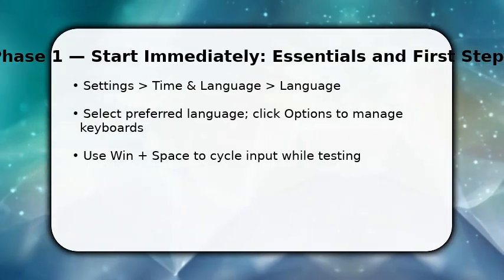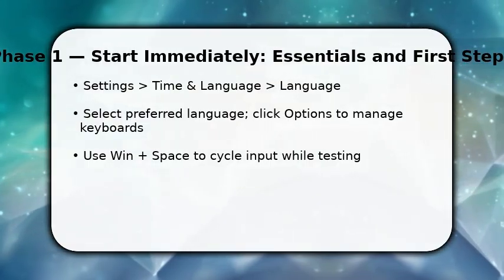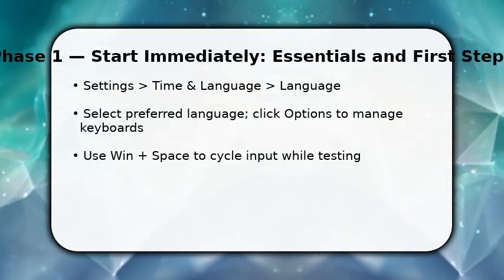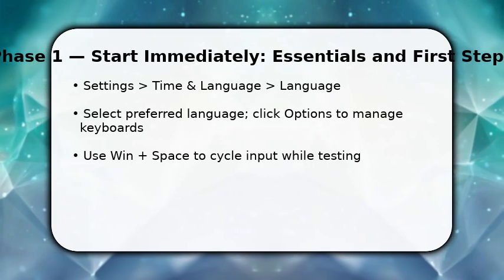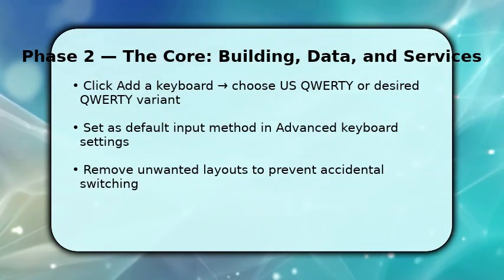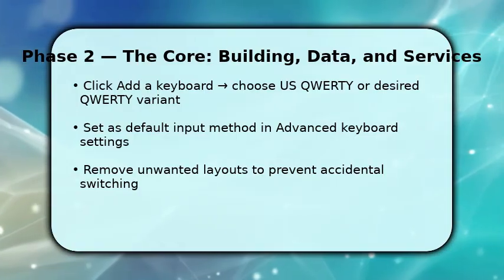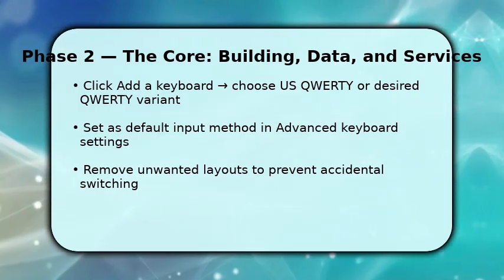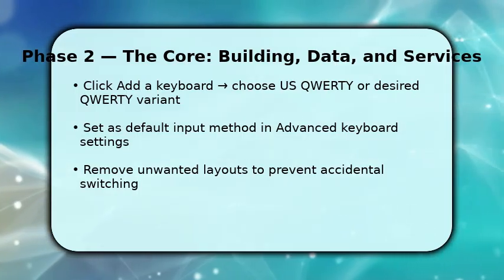This step changes how your keys map, which matters because physical key positions versus software layout determine the characters you type. Make the choice now so the system recognizes. Once you've added a Qwerty keyboard, you must configure default so Windows uses it. Go to Advanced Keyboard Settings and set your new keyboard as the override for default input method. This forces Qwerty for all apps.